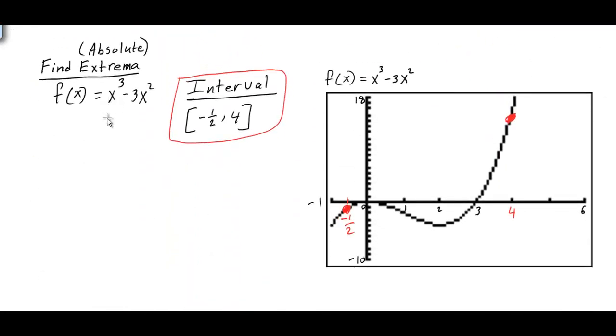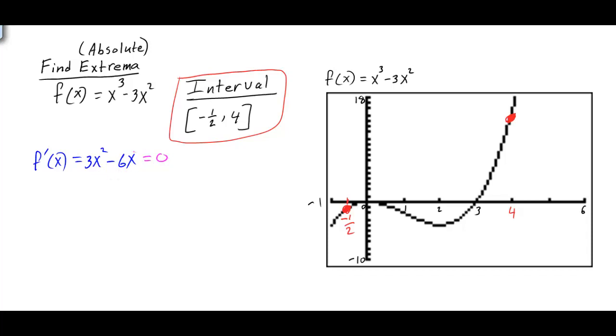So the steps for finding your absolute extrema: the first step is we want to find the derivative and locate any critical numbers. Our critical numbers are basically going to show us where we could possibly have a peak or a valley, where our graph is changing directions. So if we take the derivative of our function, x cubed becomes 3x squared minus 6x.